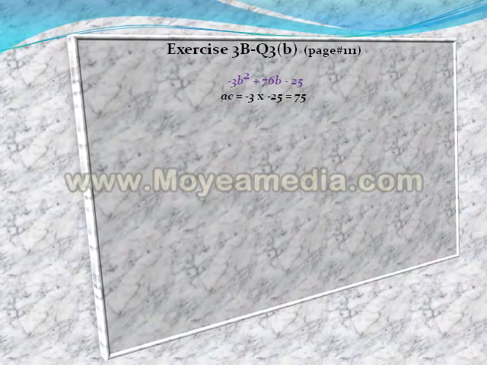And here I took the B part of question 3 on page 111 of exercise 3B. It is in front of you, and as usual I multiplied the coefficient of b square, which is a here, and then the constant c, which is minus 25.